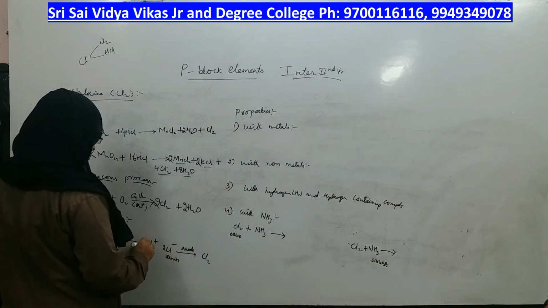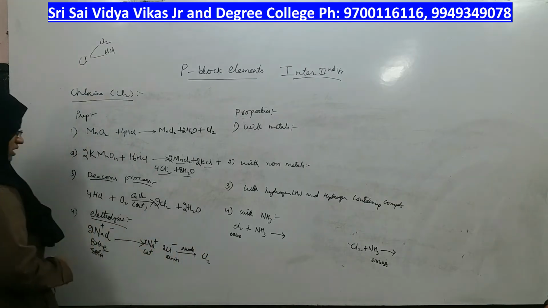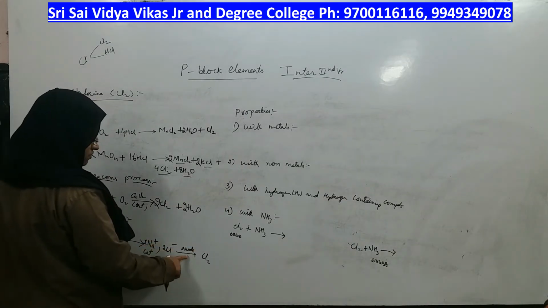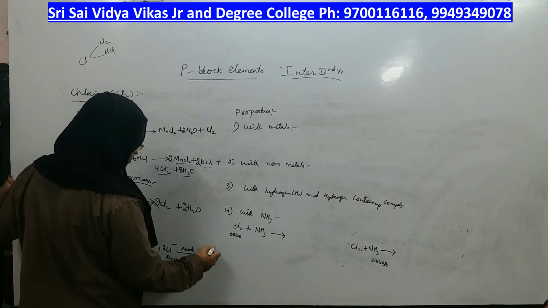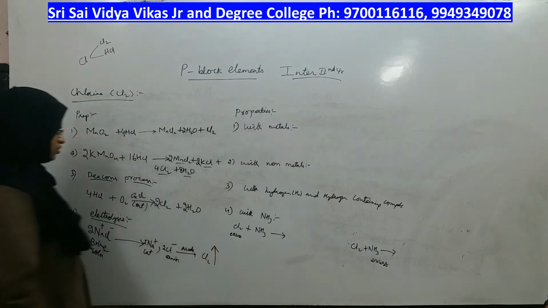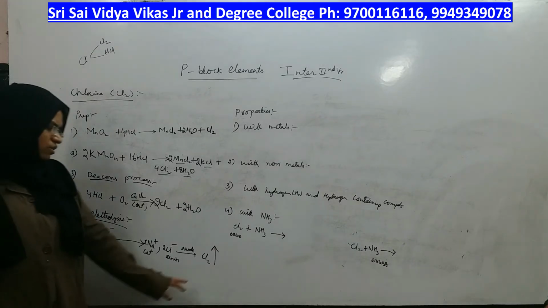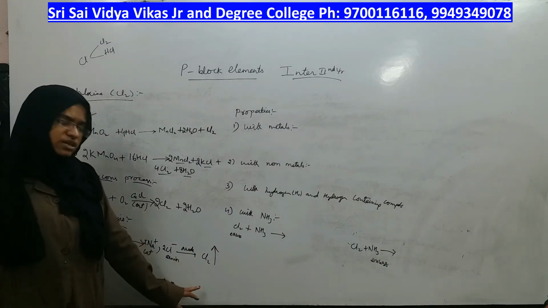2NaCl gives 2Na+ and 2Cl- ions, in which the 2Cl- will be migrating towards the anode to give you chlorine gas. Therefore, during electrolysis of brine solution, you are getting chlorine gas at which electrode?